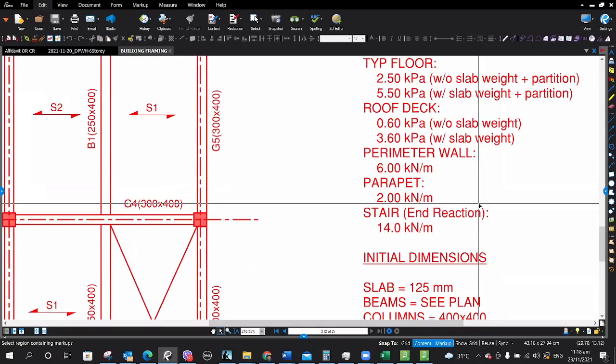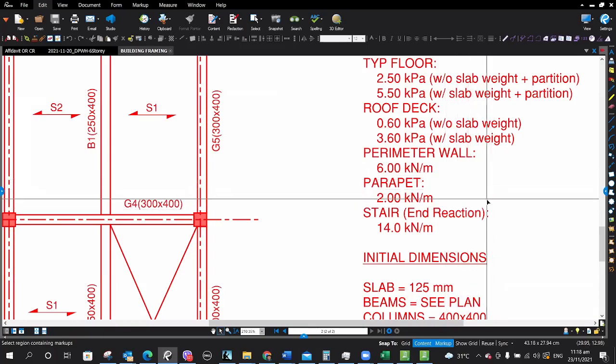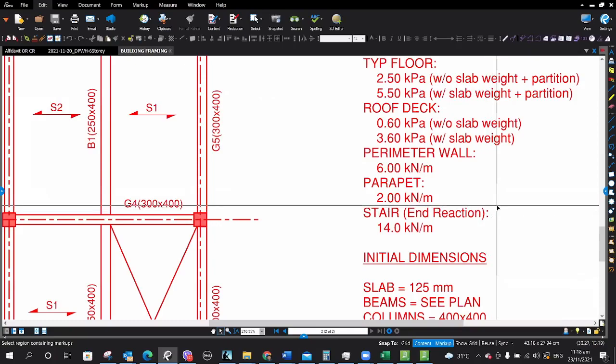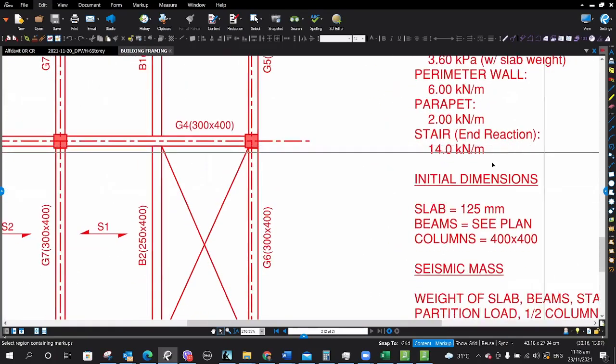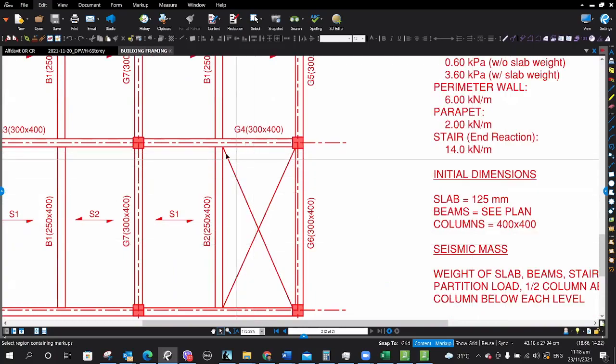It's 1 meter high or more, depending on the architectural design. So we just assumed 2 kilonewton per meter. For the stairs, of course, although we have an opening here, so we have no slab, but we have stairs.